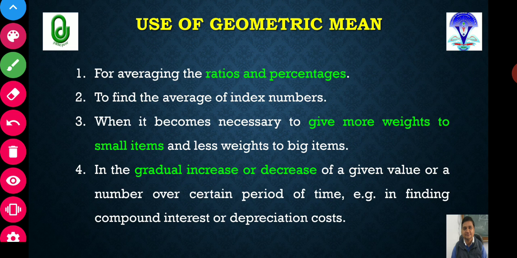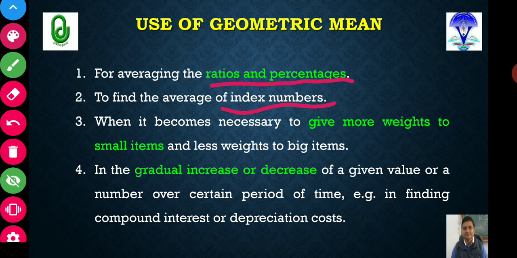If you have any doubt, you can ask me in the comment box. Then, what are the utilities of geometric mean? First, for averaging ratios and percentages. We have already seen that if you have data in the form of ratios or percentages, you can find the average this way. Second, to find the average of index numbers. If you have data in the form of index numbers, you can find the average by geometric mean.